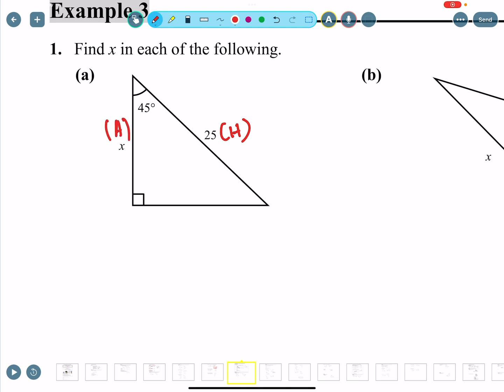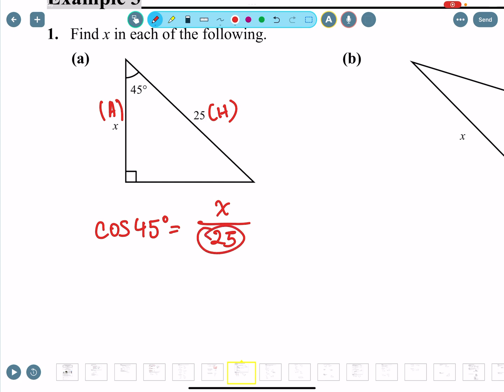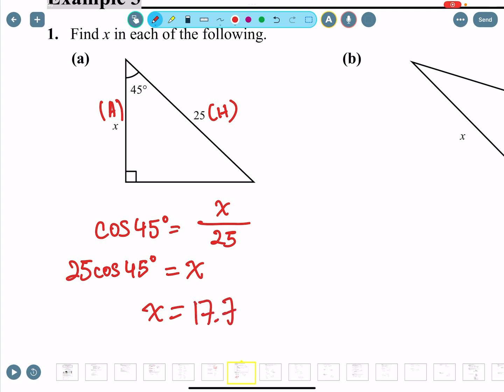So which trig ratio has A and H? Cosine has. Cosine 45 degrees equals A over H, which is X over 25. Your job is to make X the subject. So we have to multiply 25 to the left side. You can put 25 in front of the cosine, that's okay to put in the calculator. So we can write it like that, and then X will give you an answer. 25 cosine 45, the answer is 17.7, 3SF. No unit, so that's fine.